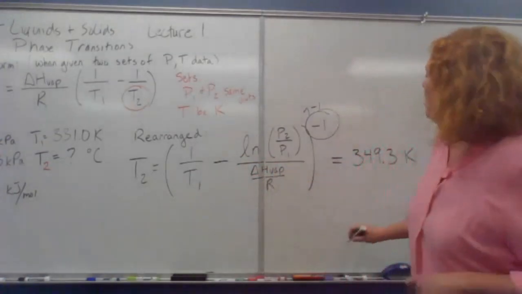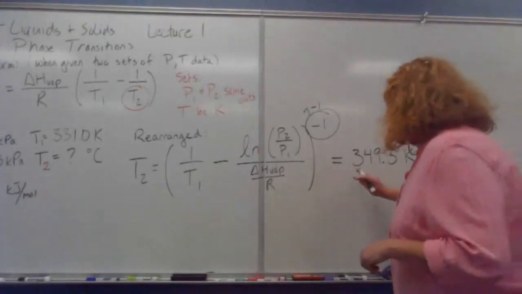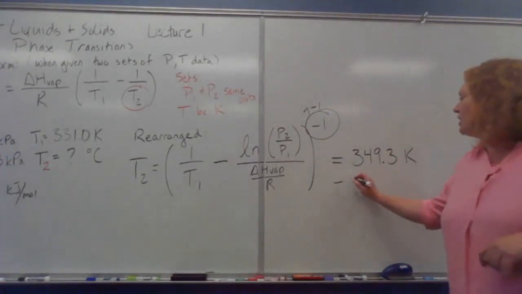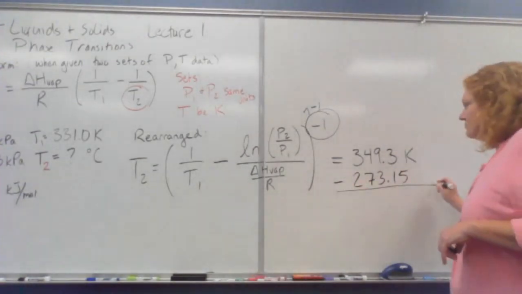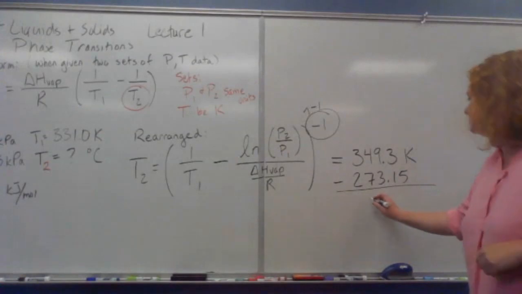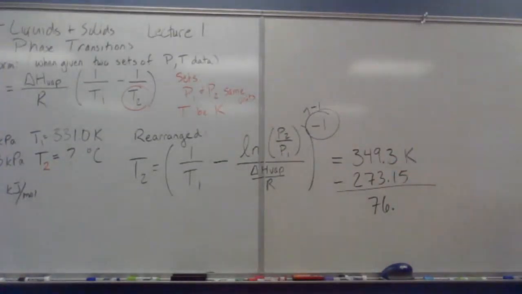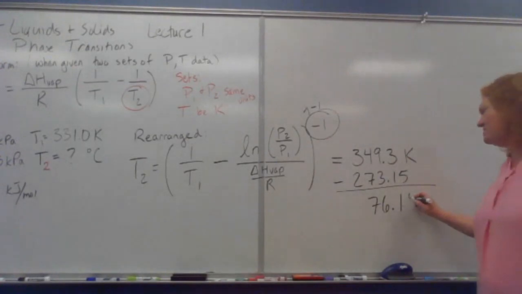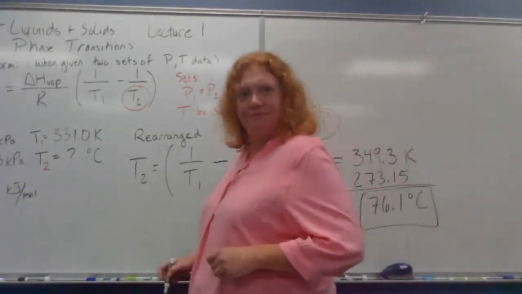Okay. All right, so what's the last thing you need to do though? Convert to Celsius. This is not the final answer I want. I want this answer in Celsius. Minus 273.15. Depending on how much you rounded and where you rounded, you might get 76.2 or you might get 76.1. If you're somewhere in that ballpark, you are correct.